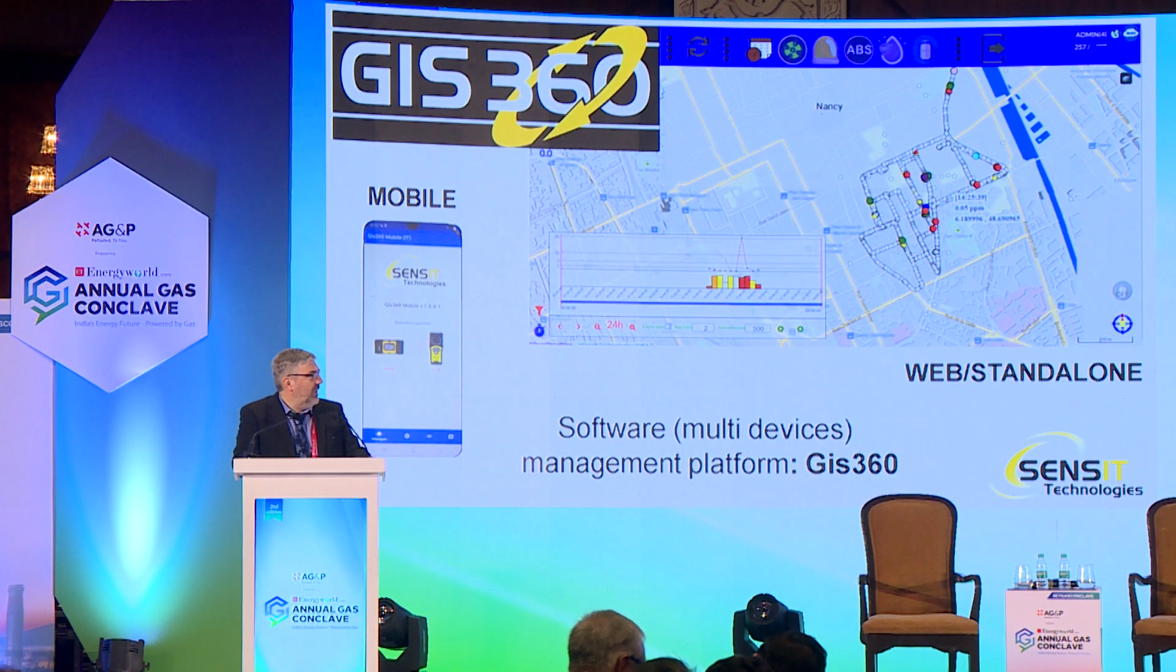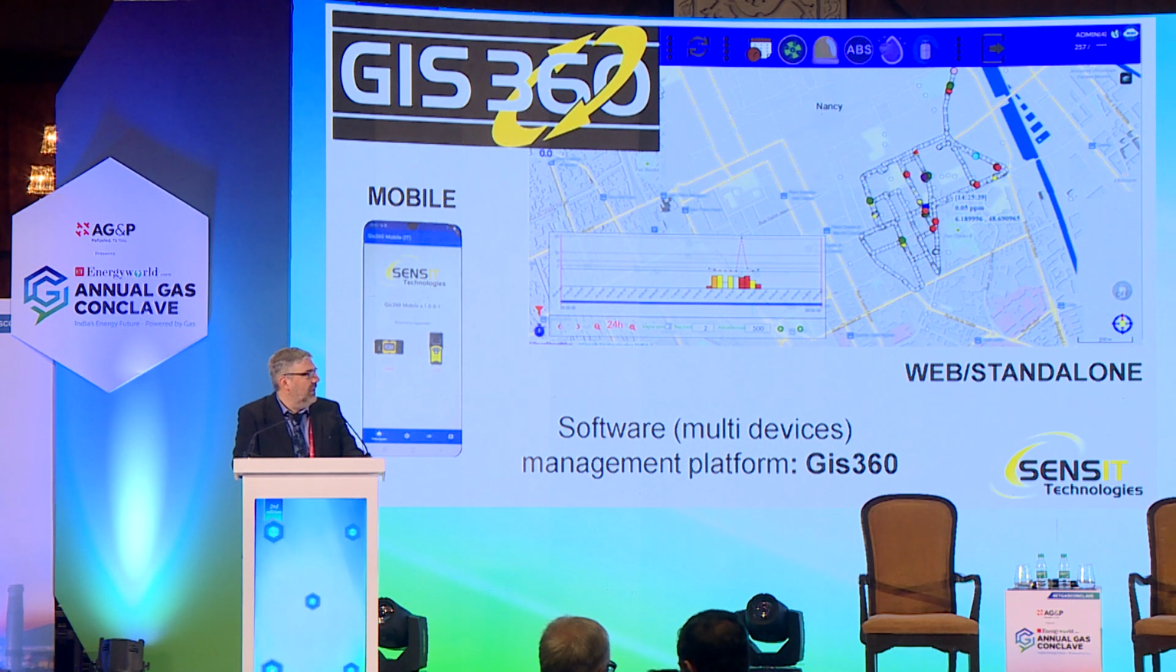After that, we need a platform which can be server and client side. It can be used on a mobile device, a standard tablet or any PC, and will give us the possibility to manage all this information that we acquired in the field. We call this platform GIS 360 because it's a complete platform which gives us the possibility to manage the data in all its aspects.